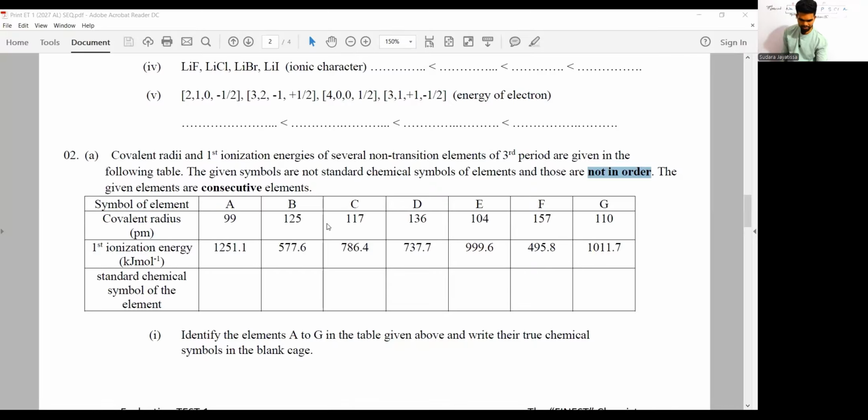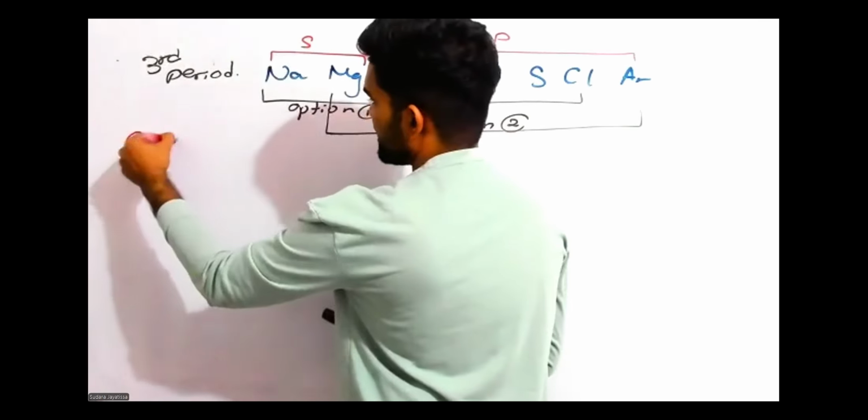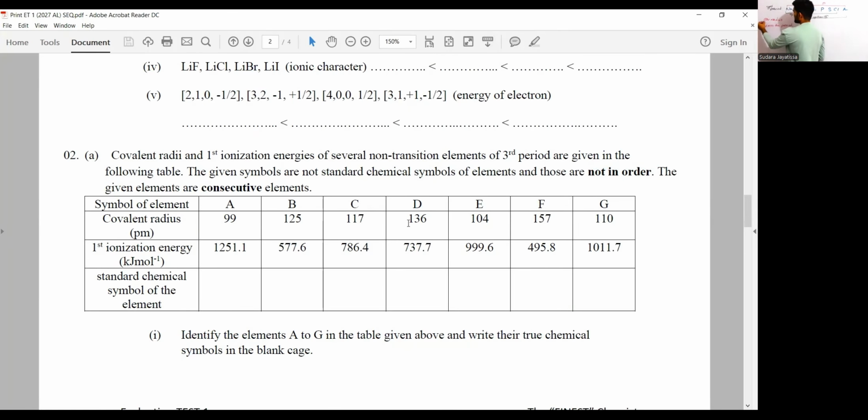Now they have given you covalent radius and first ionization energies. So what do we know about the covalent radius? Covalent radius decreases across the period. So which element has the largest radius? The largest radius should be with the element you can see, 157 is the largest value. So F is the first element.